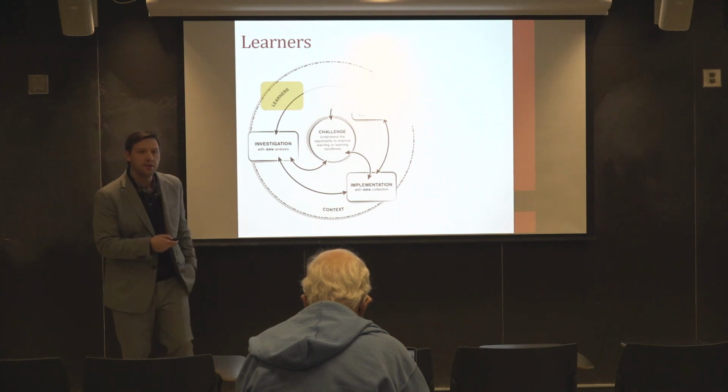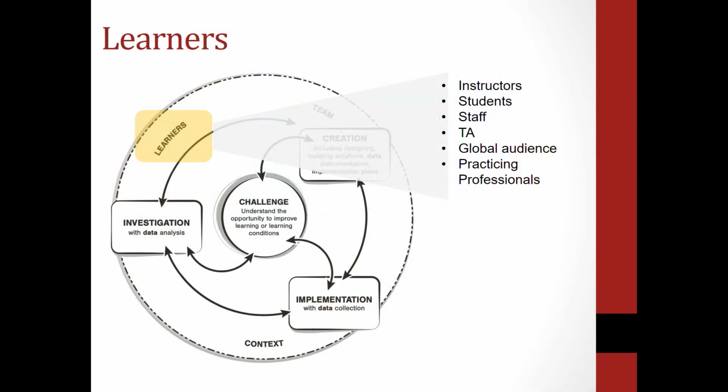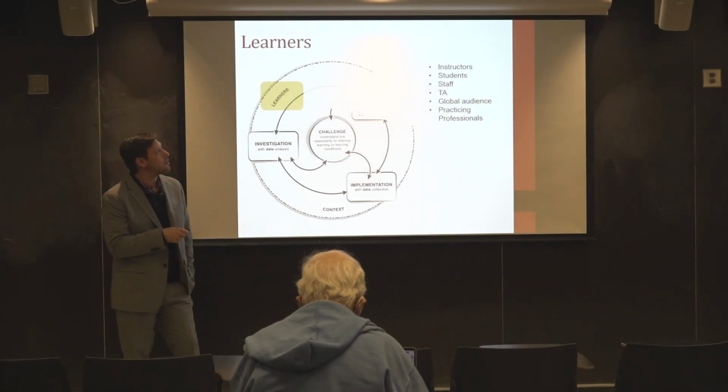Then we also have the learners, and this is sort of also part of this circle, right? So some examples of potential learners we may be thinking about. Instructors, we talked about that one at the front. Students, we talked about that one. But then there's also staff. Staff can be learners. TAs can be learners. There's a global audience. Maybe there's people who have already finished degrees. They're professionals out there in the world practicing whatever they're doing, and they're trying to learn new skills, new pieces. So there's lots of different learners.